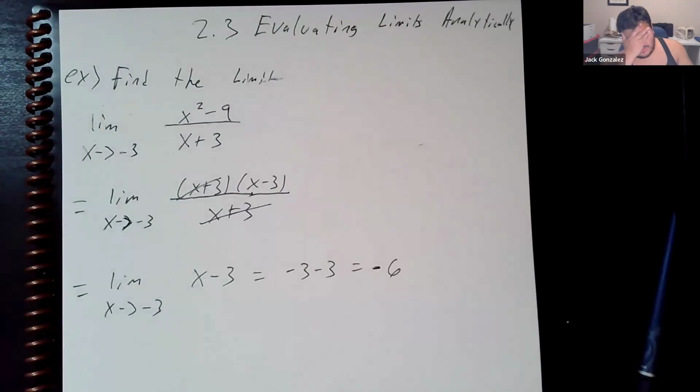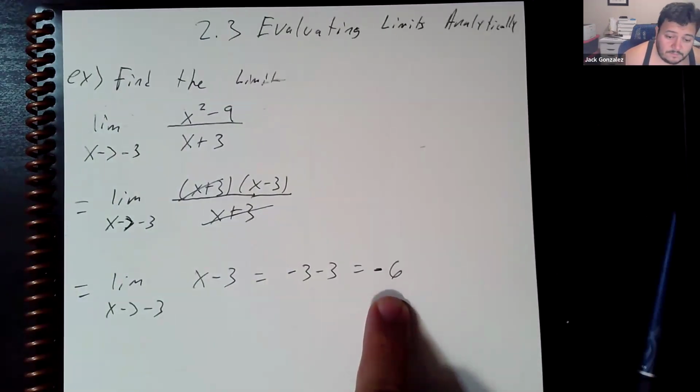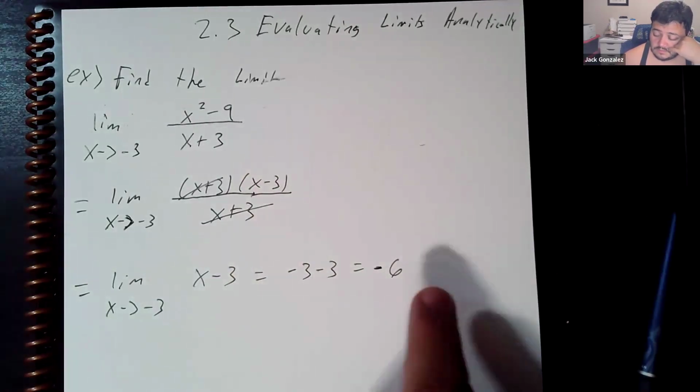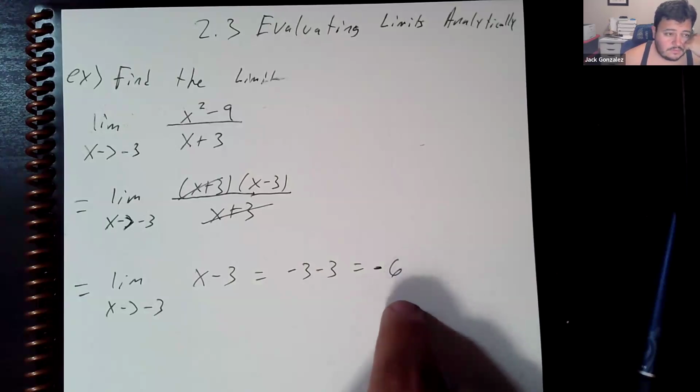Just because you choose the right option doesn't mean you're going to get credit. You have to explain why it is -6. And if you show this work, then that's cool. If you do it a different way, then you better explain why it is -6. Does that make sense?